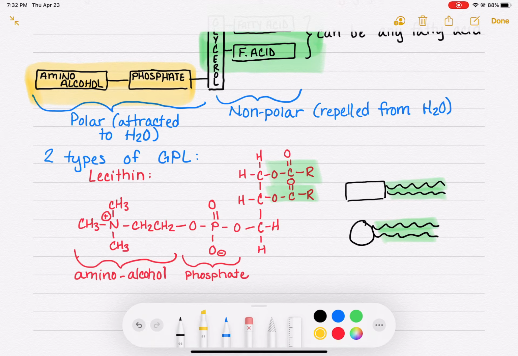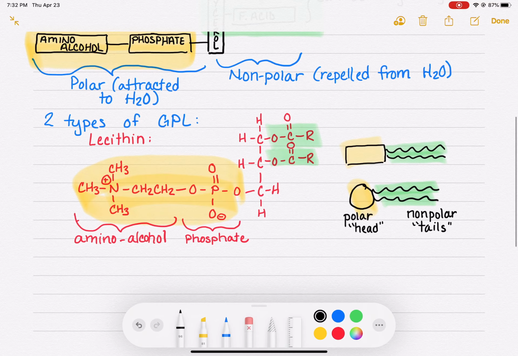And then the rectangle or circle, we call this the head of the molecule, that is representing the phosphate and the amino alcohol group. And a lot of times it's labeled that this is the polar part of the molecule. Sometimes it's called a polar head. And this is the nonpolar part of the molecule. Sometimes it is called the nonpolar tails of the molecule.